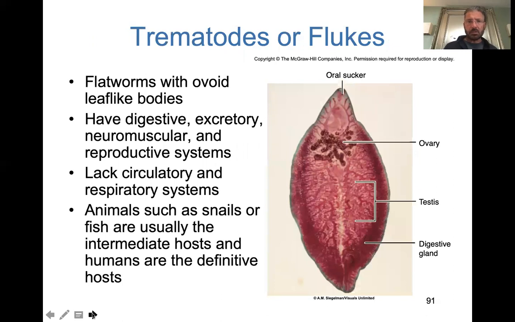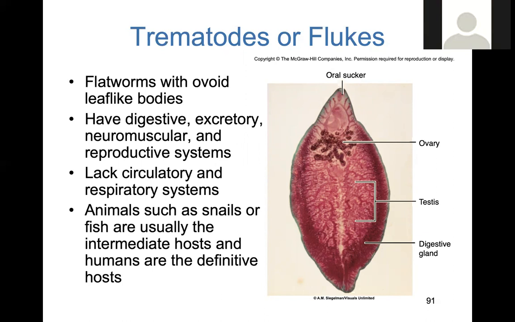All right. Let's talk about some flukes, and we should be getting done pretty soon, I think. Flukes are flatworms with ovoid, leaf-like bodies. These are like Chinese liver flukes, and they usually live in some kind of seafood. So make sure if you're getting sushi or whatever, that it is irradiated or treated somehow. These have digestive, excretory, neuromuscular, and reproductive systems, so they're really advanced. They lack circulatory and respiratory systems, so they need us for that part of the life cycle.